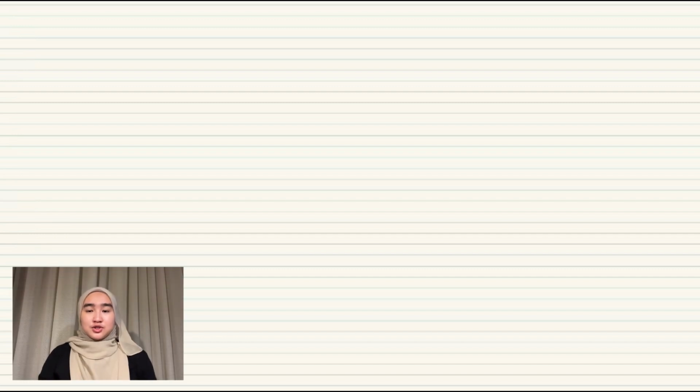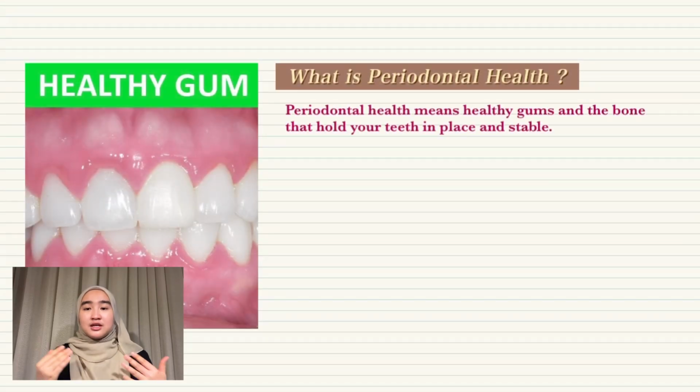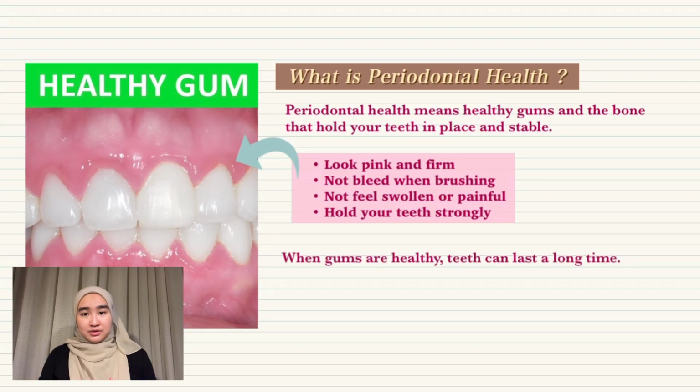Okay, miss. So you need to know about periodontal health and its disease. Periodontal health means that the healthy gums and the bone that holds your teeth are in place and stable. You can see in the picture that healthy gums look pink and firm, do not bleed when brushing, do not feel swollen or painful, and can also hold your teeth strongly. So when the gums are healthy, the teeth can last a long time.